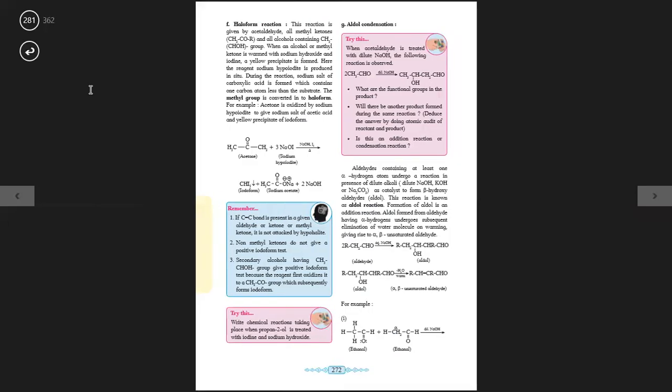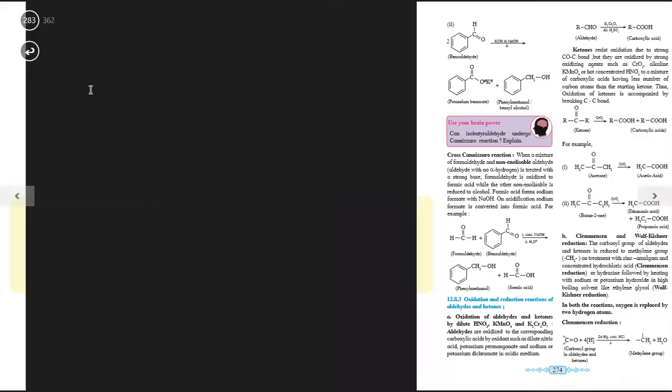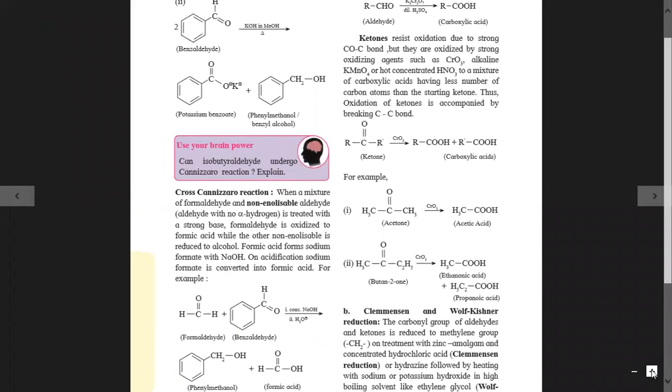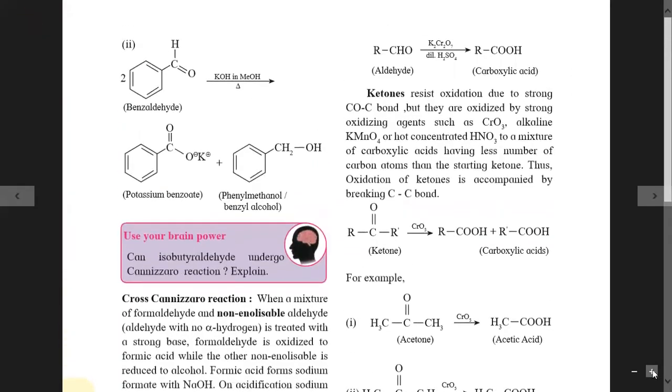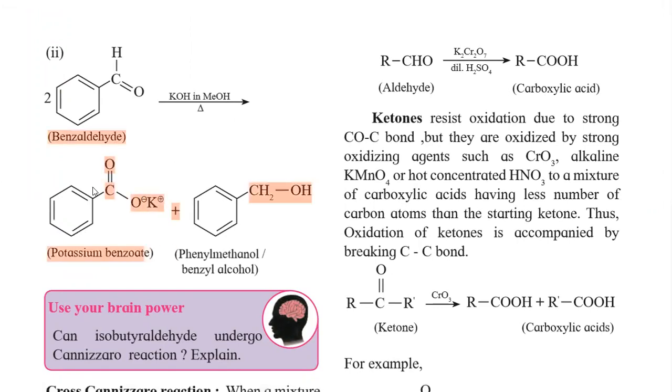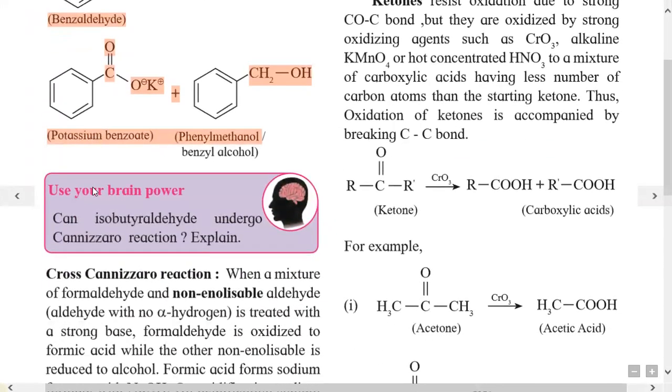The next example of this Cannizzaro's reaction is with benzaldehyde. Here, when two molecules of benzaldehyde are treated with KOH in methanol, one molecule of benzaldehyde undergoes oxidation and is converted into a carboxylic acid potassium salt called potassium benzoate, and the other molecule gets reduced into phenyl methanol, also called benzyl alcohol.